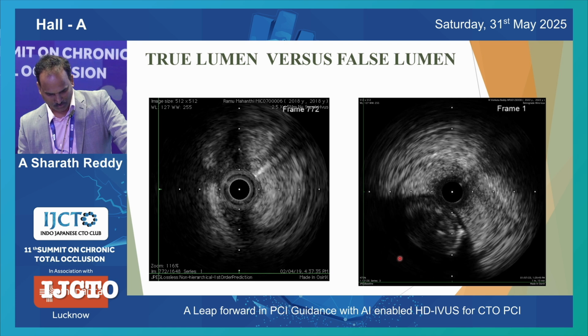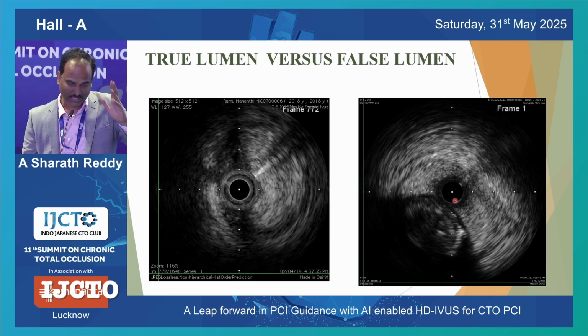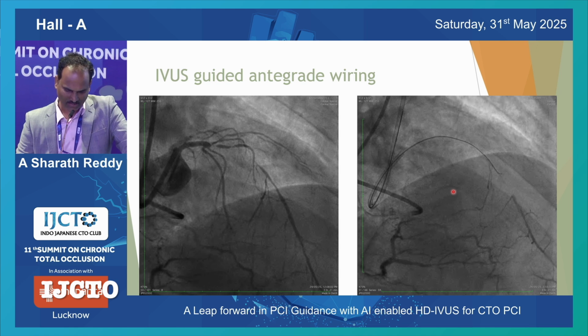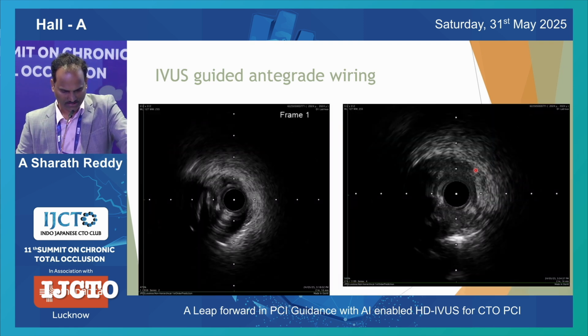And here, this is a true lumen, and this is a false lumen. So, overall, the clarity will be much better in HD. And you can see this is a case, mid LAD CTO with an ambiguous cap. We did an IVUS guided wiring, and subsequently we did a parallel wire, but ended up compromising the true lumen distally. So that's when typically IVUS guided wiring helps.